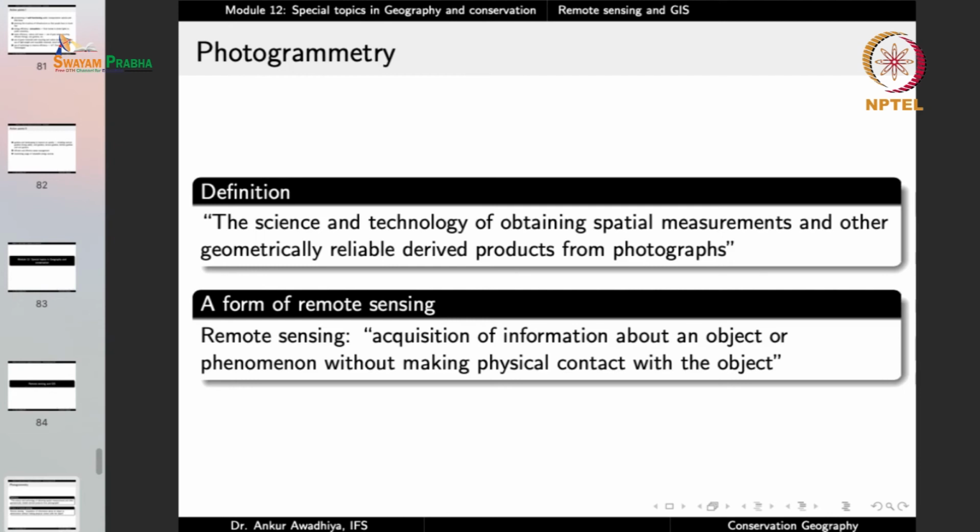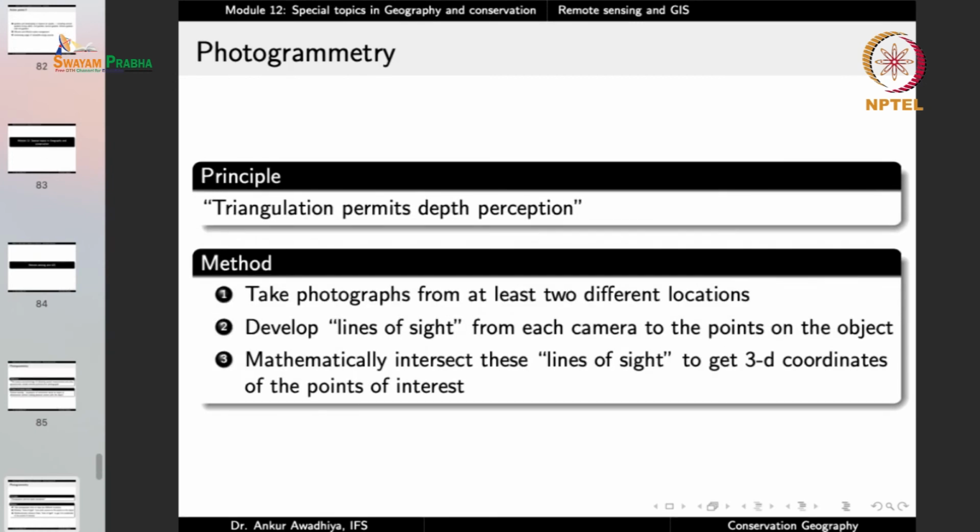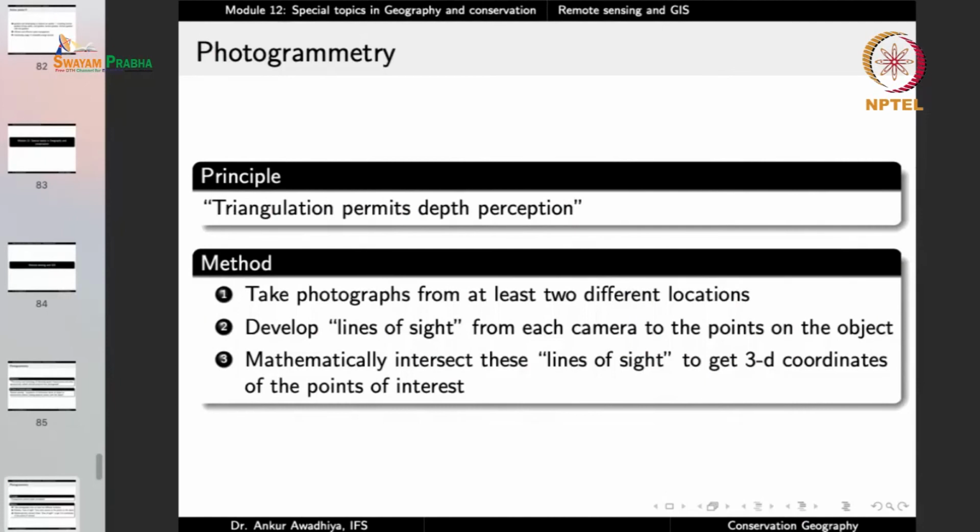And this is a form of remote sensing because there is acquisition of information about the target object or phenomenon without making a physical contact with the object. And it is based on the principle that triangulation permits depth perception. So we can create a 3D model of the area by doing a triangulation using several photographs. So through this way, once we have a 3D model, we can perform any number of spatial measurements.